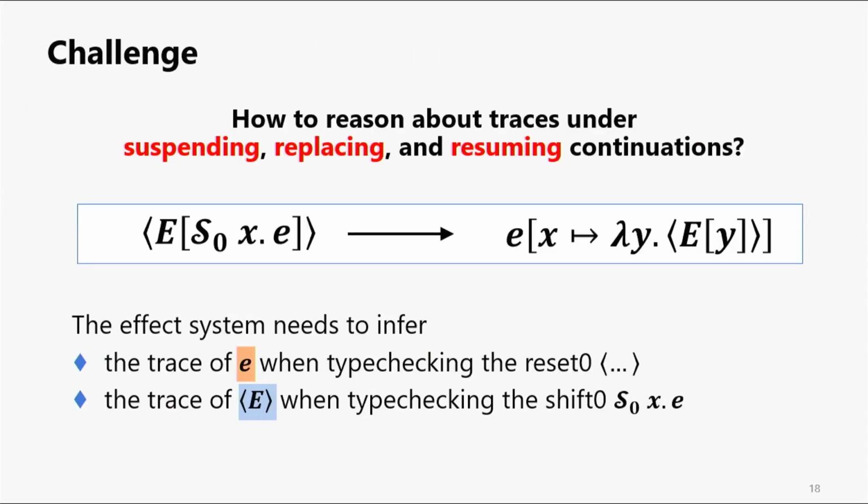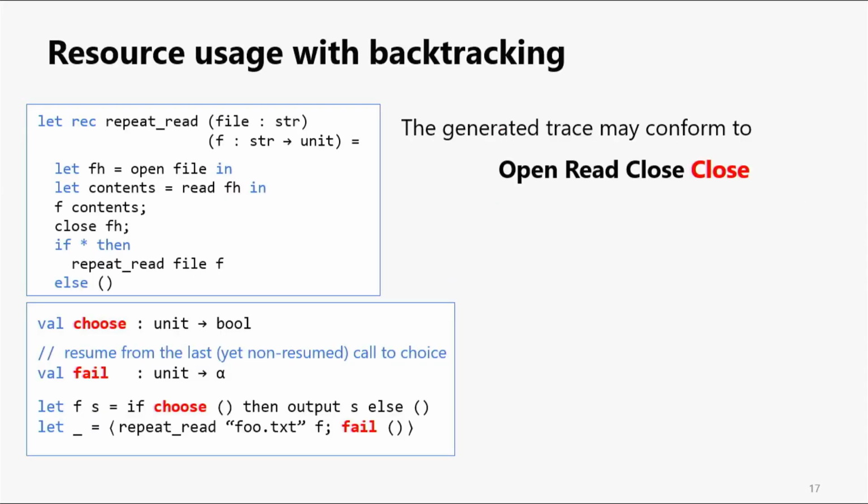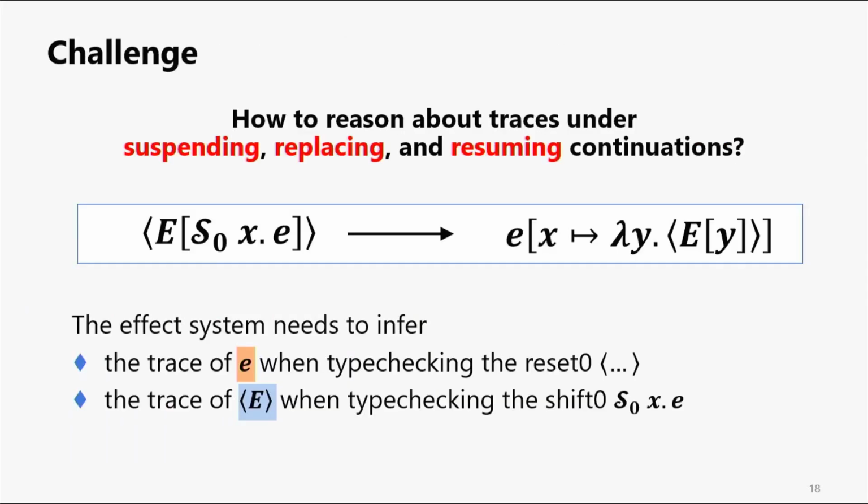Okay, so by supporting control operators, we need to track the control flows under these flexible manipulations of control operators: suspending, replacing, and resuming delimited continuations. So we need to reason about traces under such features.